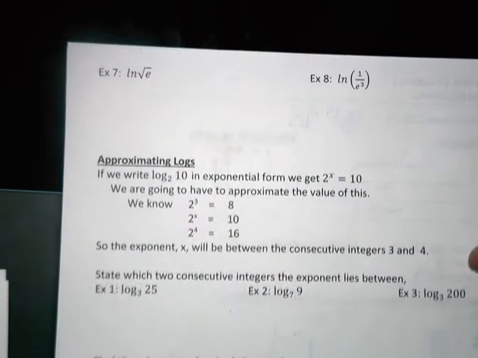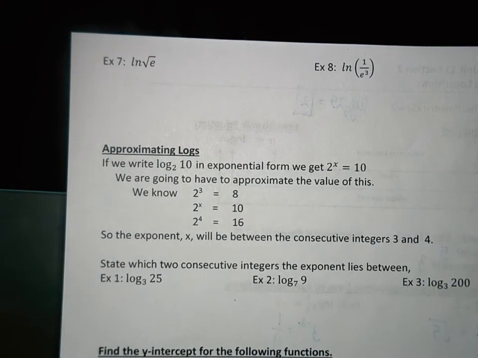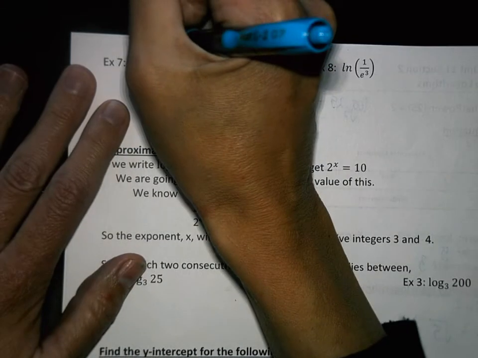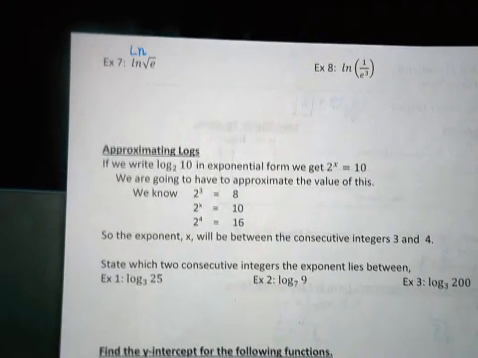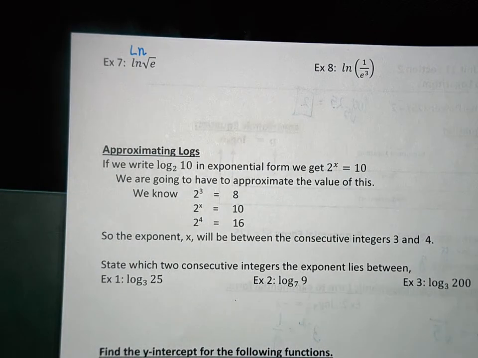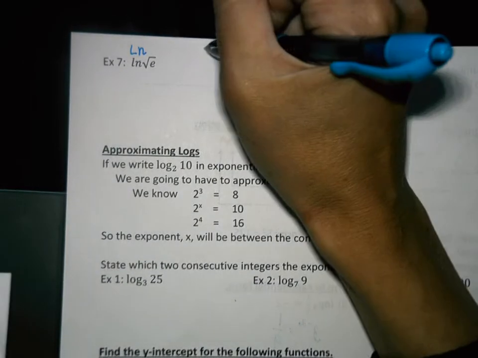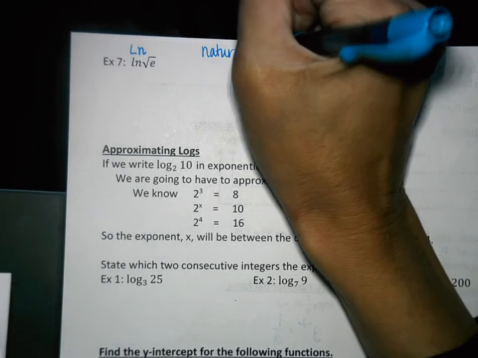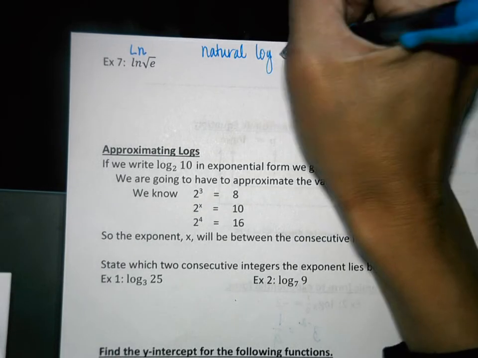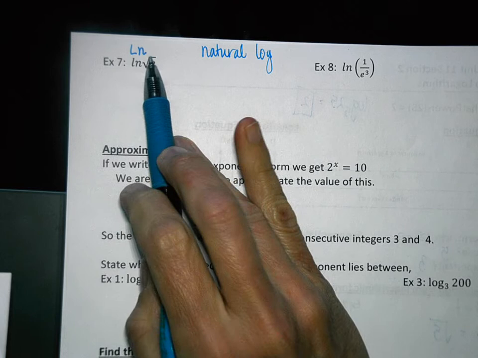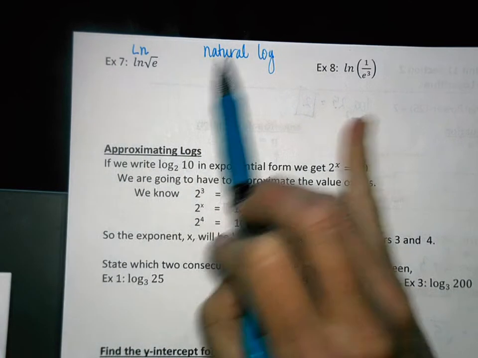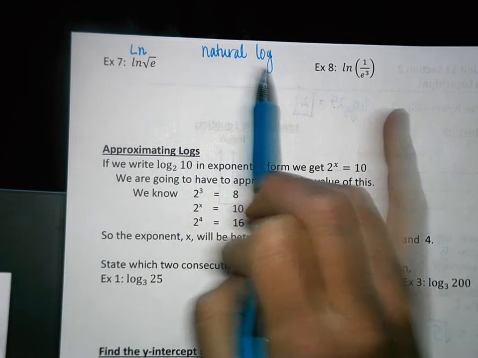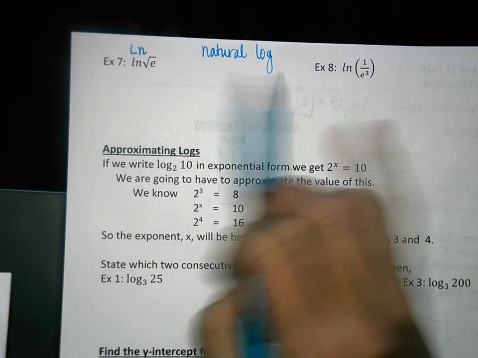Okay, we're going to go ahead and move on here. So example 7, you'll notice it doesn't say log now. This is representing an L and an N. And that actually represents something called a natural log. Now, why they do ln instead of nl, I am not sure, but this is just another form of a log function, and ln is just a natural log.